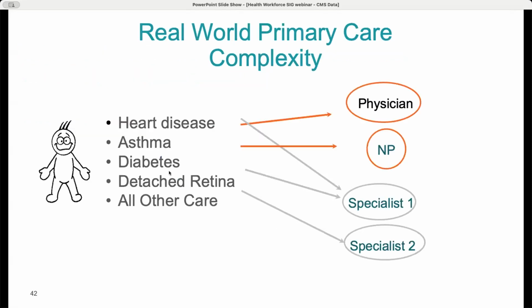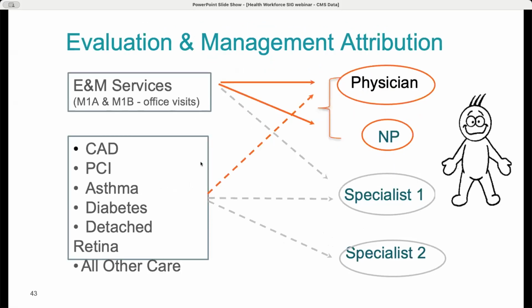And why this is so important is, if we have a patient, this is basically just a schematic of the real world complexity of primary care. The patient might have all sorts of chronic conditions, and they're not going to just get seen by physicians and nurse practitioners, but also by specialists who might be providing that primary care. But again, we must make some decisions and figure out how to assign these patients to physicians or a nurse practitioner. And so what we can do is use, again, the E&M evaluation services to assign patients just to physicians and nurse practitioners.